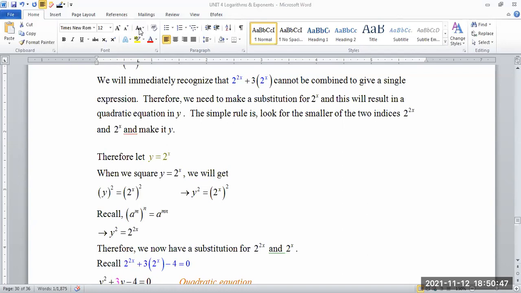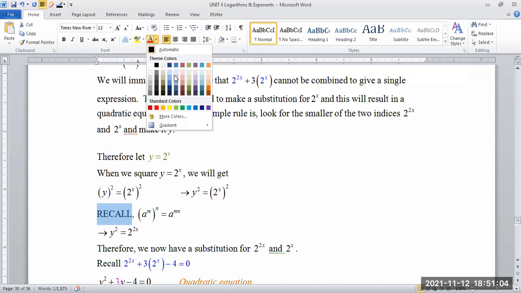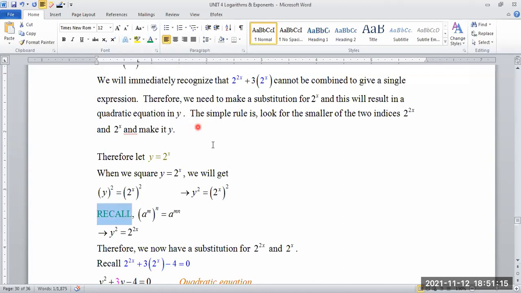Recall, (a^m)^n is equal to a^(mn). So when you have a base raised to a power, which in turn is raised to another power, you're going to be multiplying the powers, or the indices, or the exponents. All right? So that's what happens. (a^m)^n is going to be equal to a^(mn) every single time, barring none.